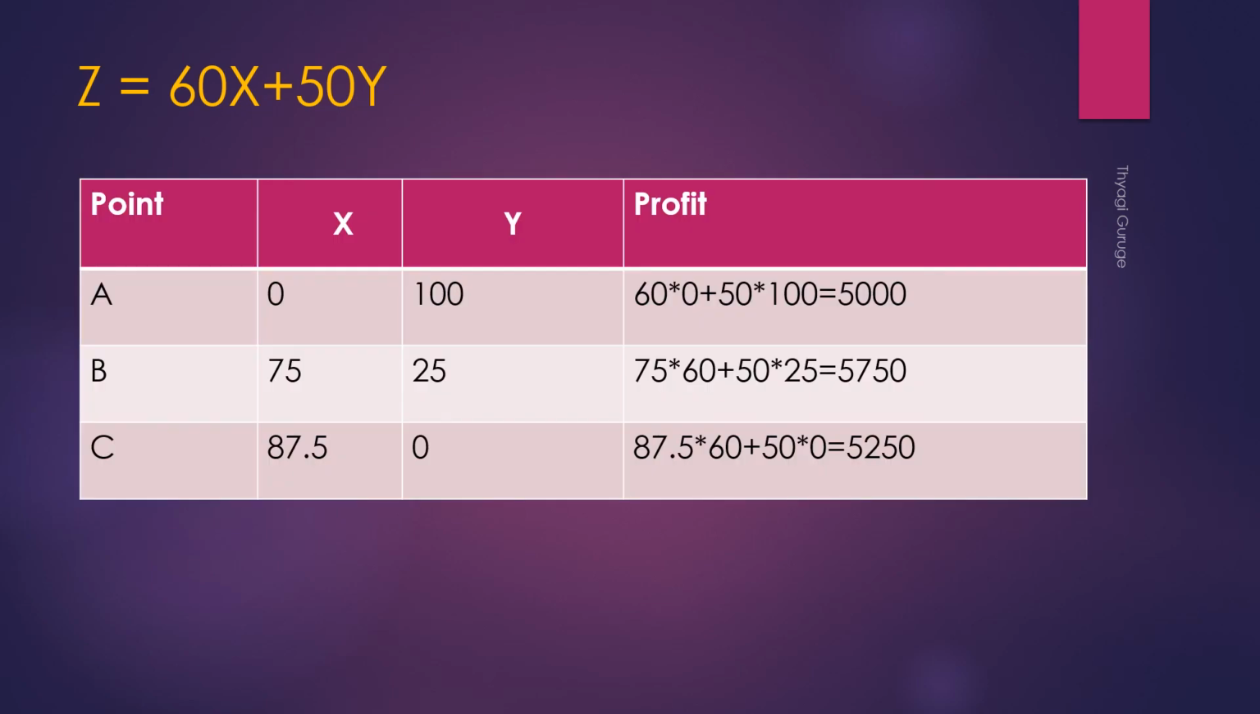Now, substituting these values into our objective function, we have to calculate the maximum profit. Here, for point A, the profit is 5,000. For point B, profit is 5,750. And for point C, it is 5,250. So our objective is to maximize profit. Therefore, we have to go for point B, which is 5,750.